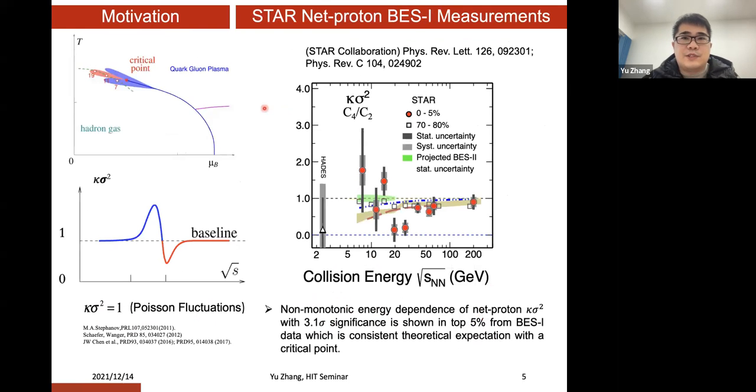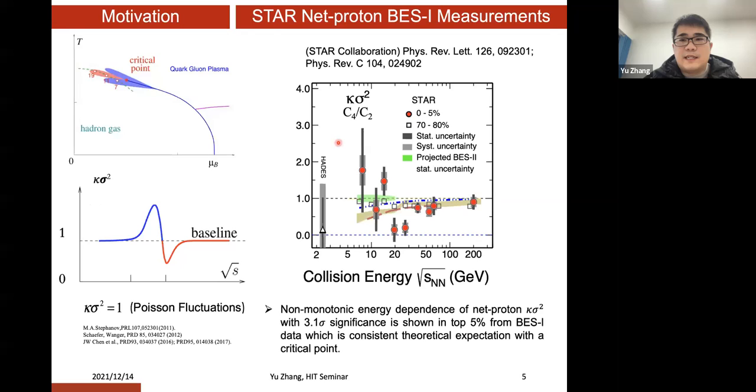Yeah. So this slide shows the STAR BES-I analysis for the net-proton cumulants. On the left-hand side, there are two plots. It's a prediction from the model side. From model calculation, it predicts that due to the contribution from the critical point, the kappa sigma squared will show a non-monotonic energy dependence. But the calculation from Poisson fluctuation or canonical ensemble gives a kappa sigma squared of unity.